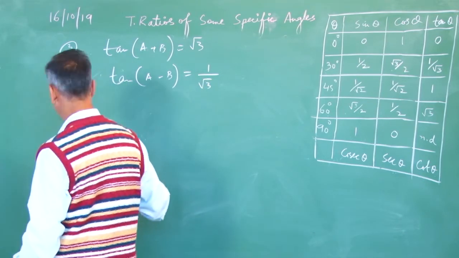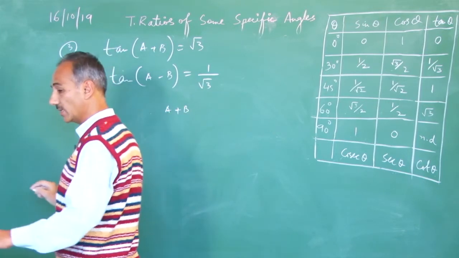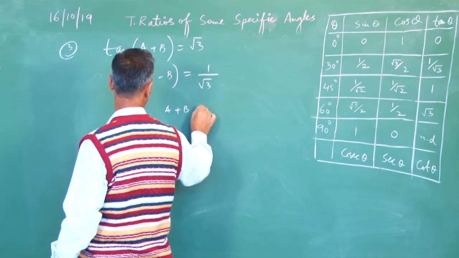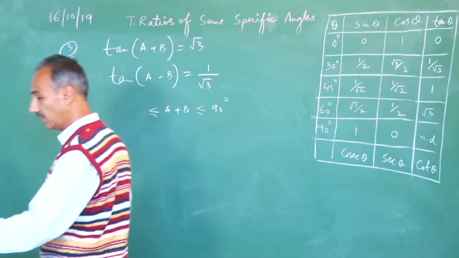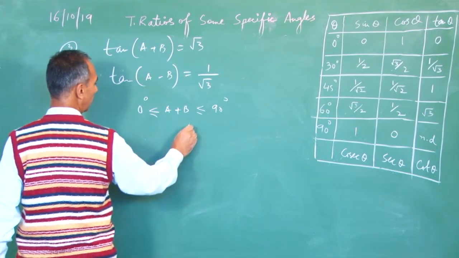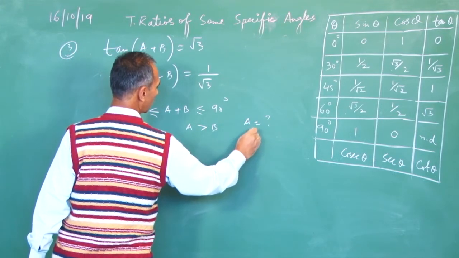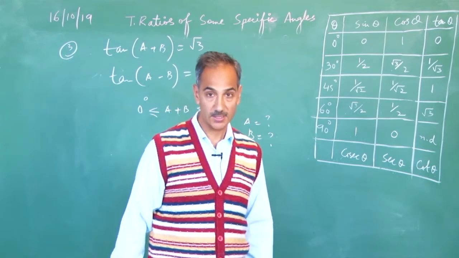You could observe that it's given that A plus B, some conditions are given for the angle. It's less than equal to 90 and greater than equal to 0. And given that A is greater than B, you are asked to find the value of A as well as B. So this is an important sum as far as this exercise is concerned.